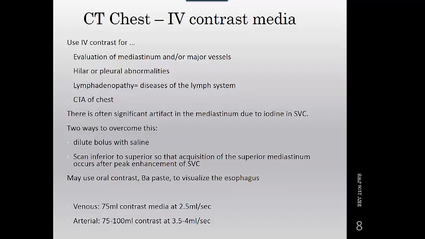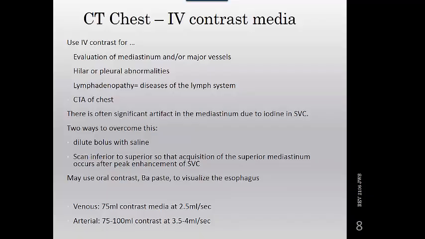You can dilute the contrast bolus with saline, or you can scan from inferior to superior, so the acquisition of the superior mediastinum occurs after peak enhancement of the superior vena cava. This doesn't always work when you're trying to catch the pulmonary vessels. They highlight very quickly after the SVC, so you may not get there in time.